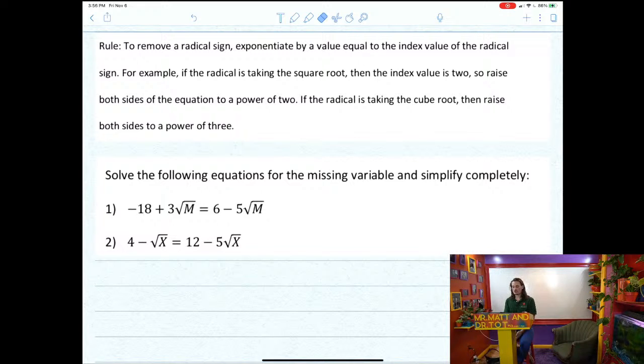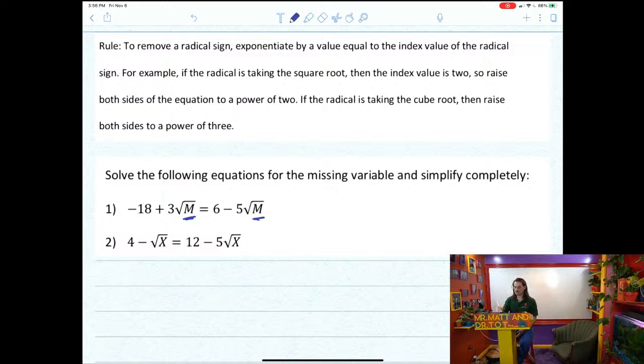So I want you to solve the following equations for the missing variable and simplify completely. So the name of the game here, remember that if you have common radicands, you can add or subtract the whole radicals. So in both of these situations, the radicand is unknown, but they're both m. So you can add or subtract those entire values, 3 root m and negative 5 root m. They can combine together. You don't do anything to the radicand. You just add or subtract the coefficient.